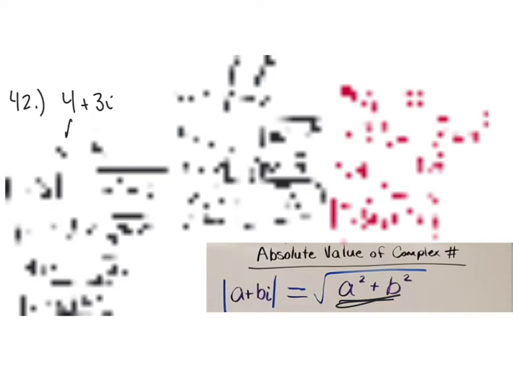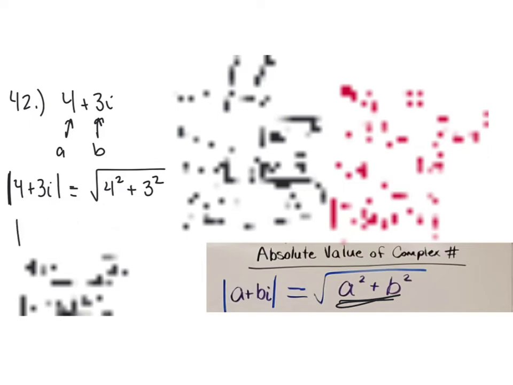So this is A, and this is B. Look, I don't use the i. To find the absolute value, and they use these bars, so to say the absolute value of 4 plus 3i, the bars mean absolute value, equals the square root, well, A is 4, so it's 4 squared, plus B, which is 3 squared. Now 4 squared is 16, 3 squared is 9.